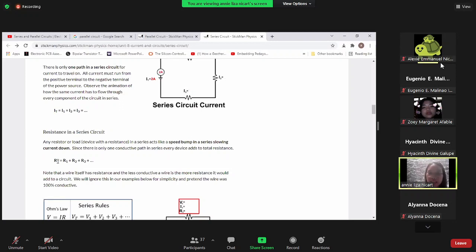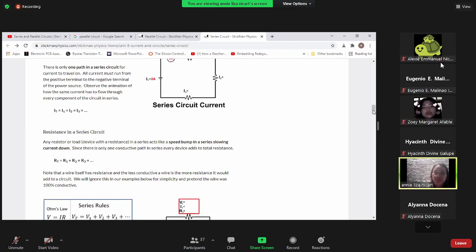So the total resistance in series is R1, the resistance of load number 1, plus the resistance of load number 2 plus the resistance of load number 3 plus the resistance of load number 4 and so on and so forth, depending on how many loads there are. So as you add more loads connected in series, the resistance of the circuit increases. The resistance of the series circuit is higher if it has many loads.